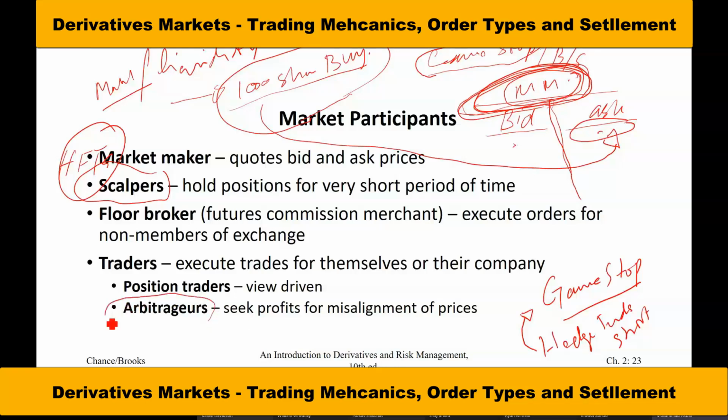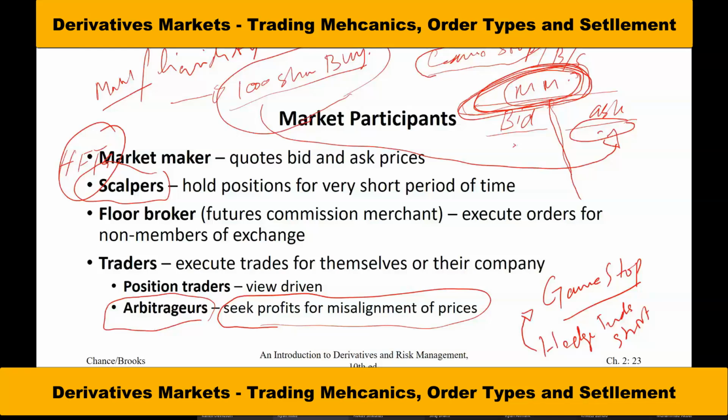Then we have the arbitrageurs, okay, and they seek profits from misalignment of prices. Now, how is this different from the position traders? So arbitrageurs look for multiple positions. Yes, good. Can you explain that more? You're right. Like a price discrepancy between two positions, and they might open one in a buy, one in a sell to cancel out the risk. Yes, you're quite right.